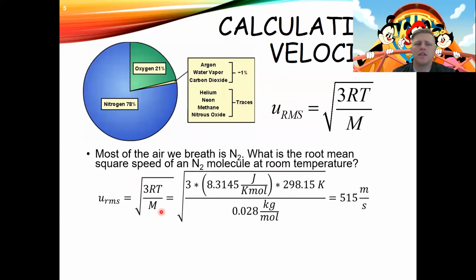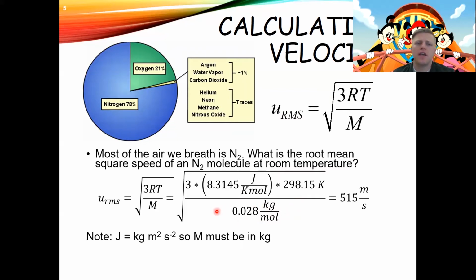So we're just going to take this equation, 3RT over M. We're going to plug in R here, which is 8.3145 joules per Kelvin per mole. And I'll make a point here about joules. So if you'll remember, the joule is equal to kilograms times meters squared divided by seconds squared. And so since joules is equal to this kilogram, that's why we have to have our molecular weight in kilograms as well, so that the kilograms can cancel out.